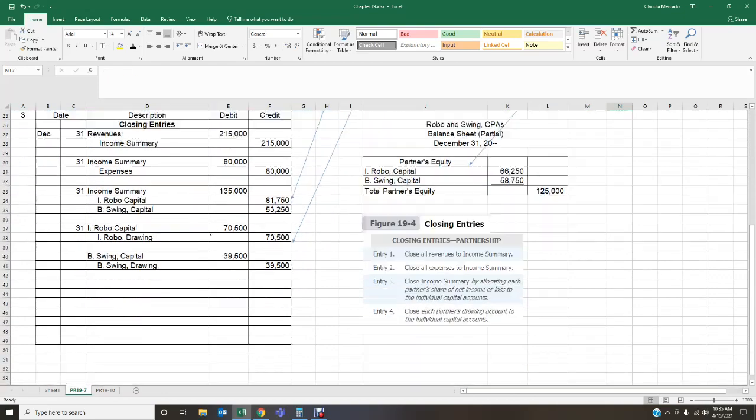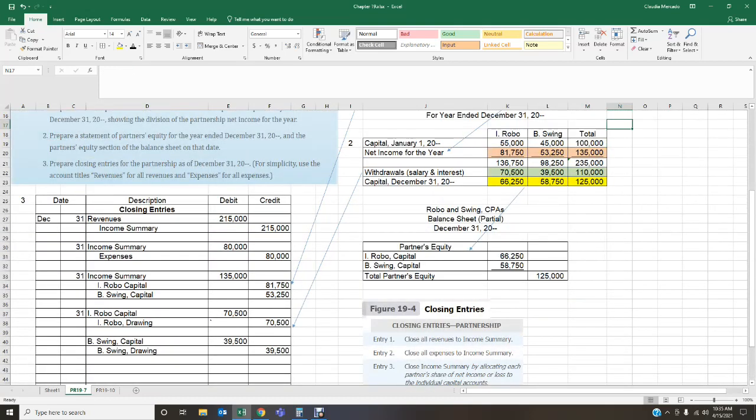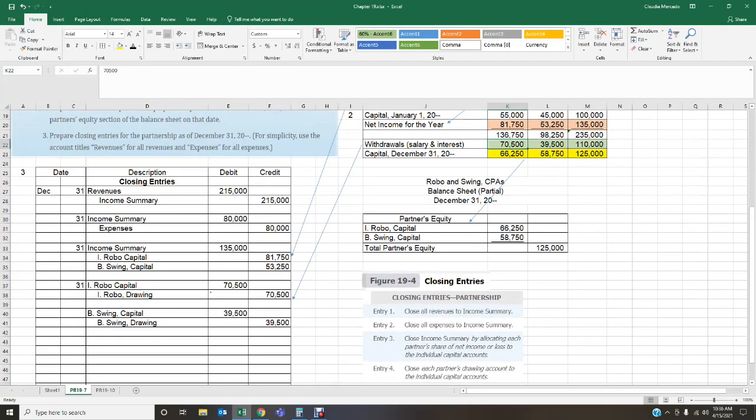And then last but not least, close each partner's drawing account to the individual capital accounts. So we have our withdrawals right here, 70,000, the ones in green. We have to close them individually. So we're going to close out the drawing to capital. Now the drawing has a normal balance of a debit. If I want to zero it out, then I would have to credit it. These are the amounts that we're using, the ones that we calculated in our statement of partners equity. So 70,500 gets closed, the drawing into the capital, and then for Swing we've got 39,500 that will also be closed from the drawing to the capital account.